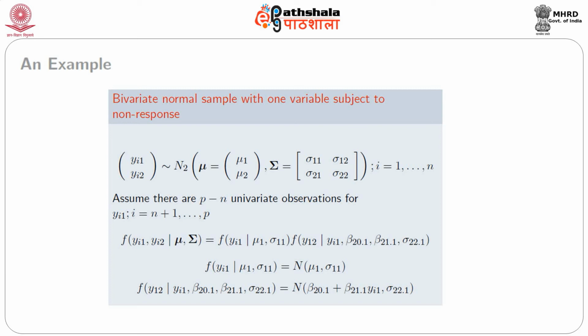Now, because it is a bivariate normal distribution, the density of y_i1 given mu_1, sigma_11 follows normal(mu_1, sigma_11), and the conditional density of y_i2 given y_i1, beta_20.1, beta_21.1 and sigma_22.1 follows a univariate normal with the mean beta_20.1 plus beta_21.1 into y_i1, the variance being sigma_22.1.